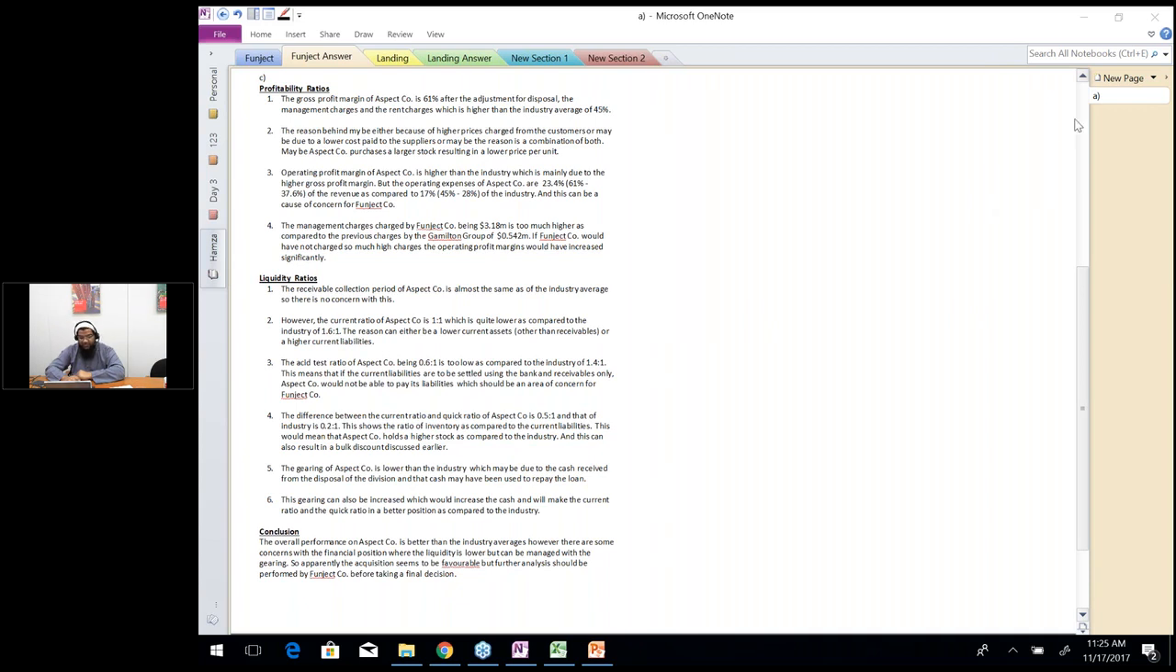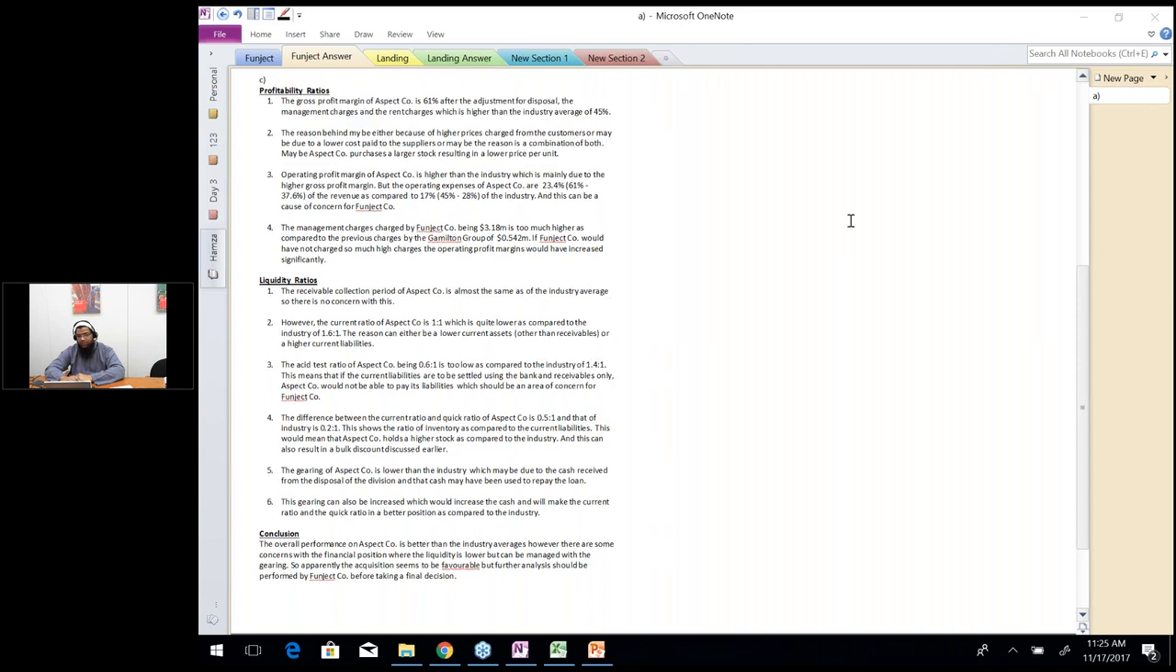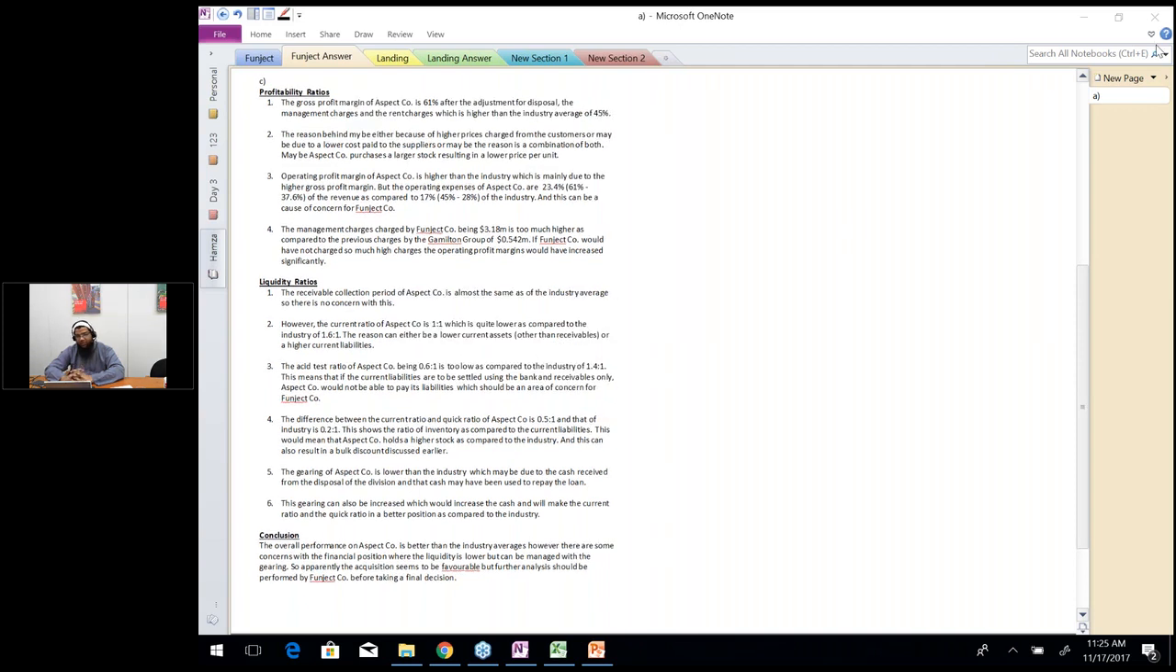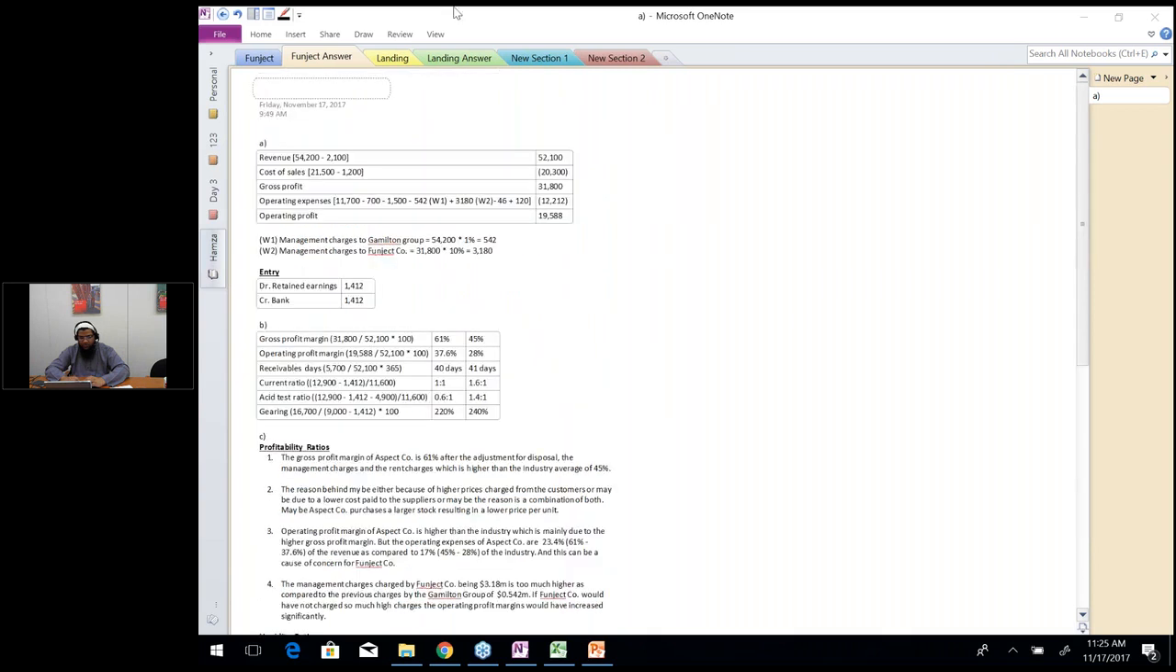Okay, so you people can take the second snapshot this time, of the profitability, liquidity, and the conclusion. So this is the overall answer. I've tried to use easy words so that you people can easily replicate them in the exam. So this was the answer.